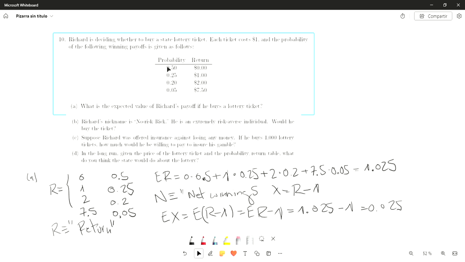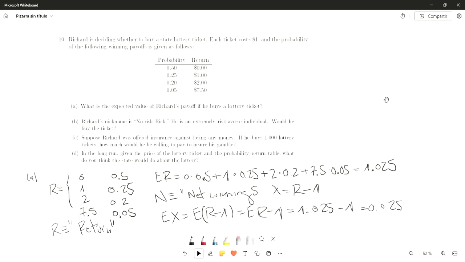The probability is 0.5 with a return of 0, 0.25 with a return of 1, 0.2 with a return of 2, and 0.05 with a return of 7.5. Now, the first question is, what is the expected value of Richard's payoff if he buys a lottery ticket? If he buys a lottery ticket, we will get the return.